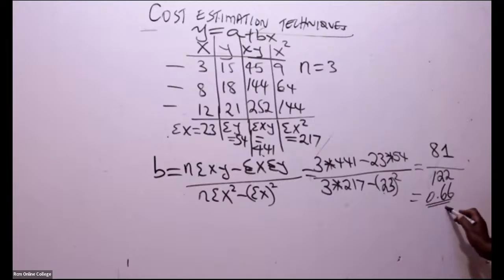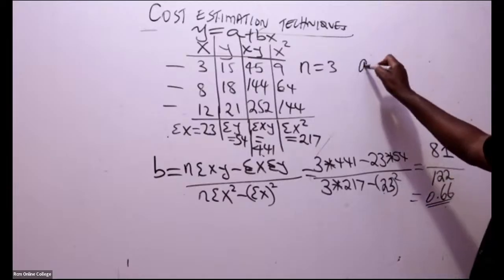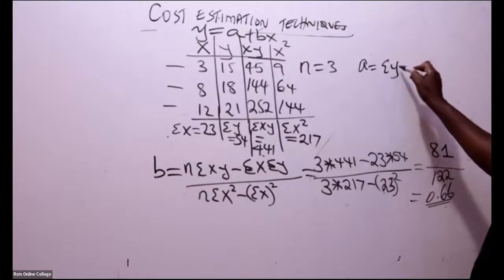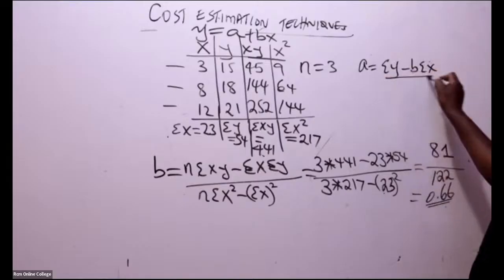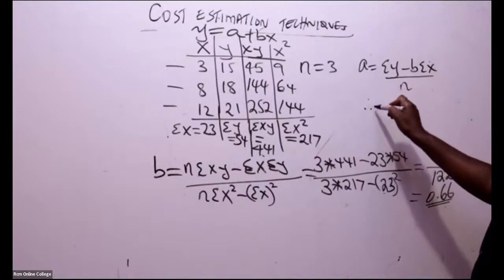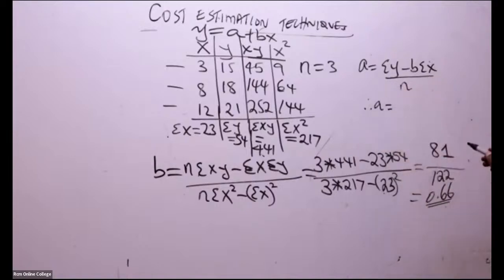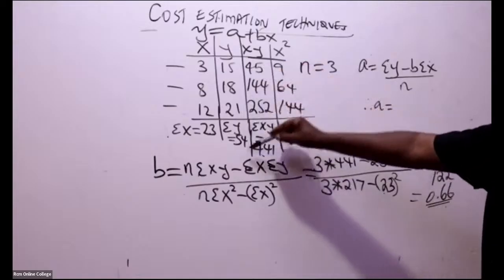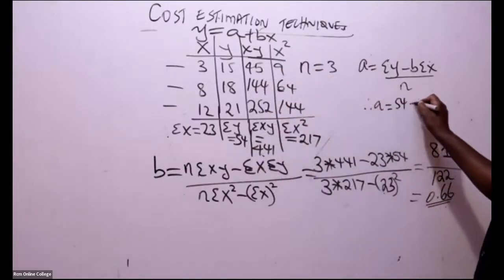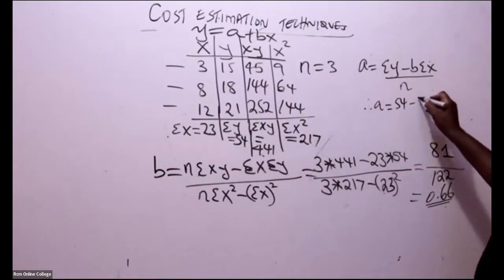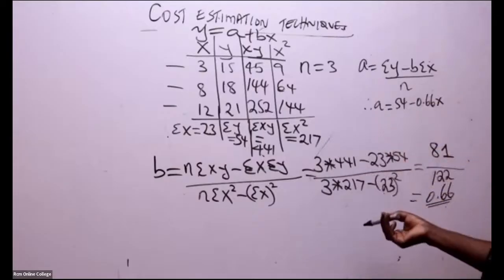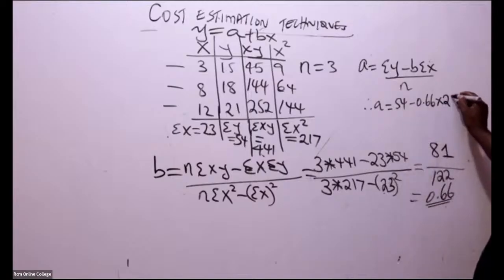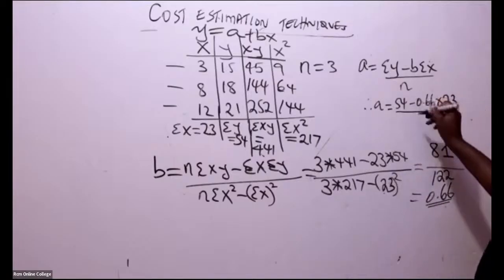Thank you so much. So from there, please go ahead and give us the value of A, which will be summation of y minus b summation of x all over n. Therefore, A will be summation of y, which is 54, minus the b that you have just gotten, which is 0.66, times summation of x, which is 23. Everything to be divided by our n, which is 3.